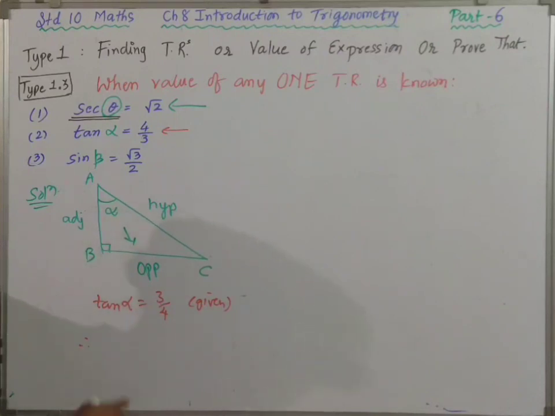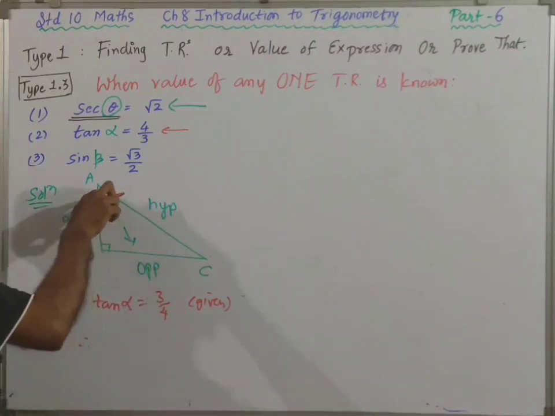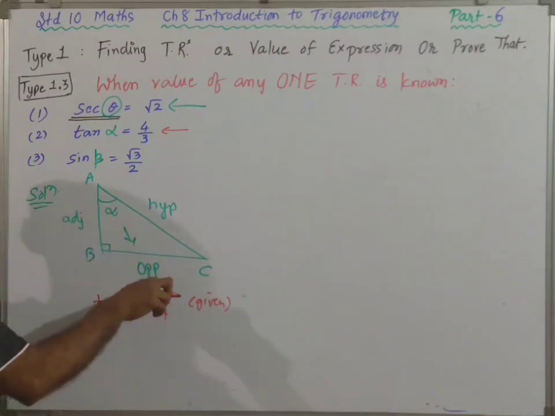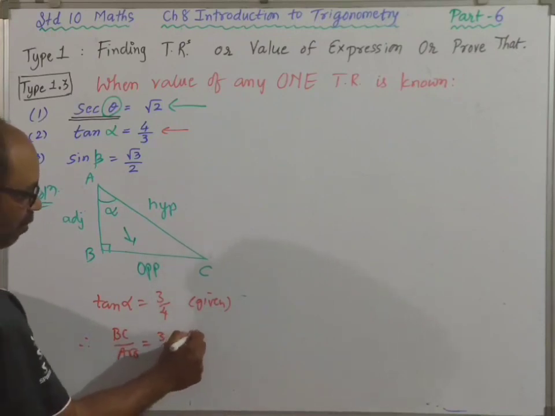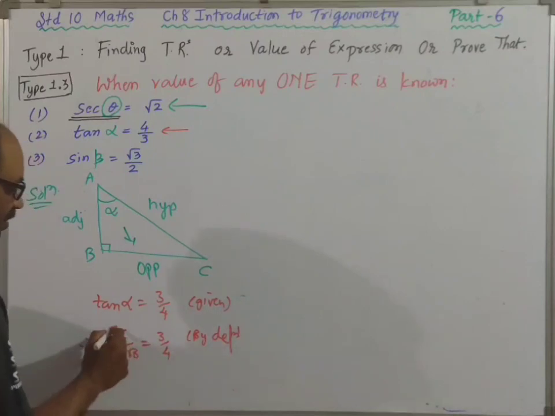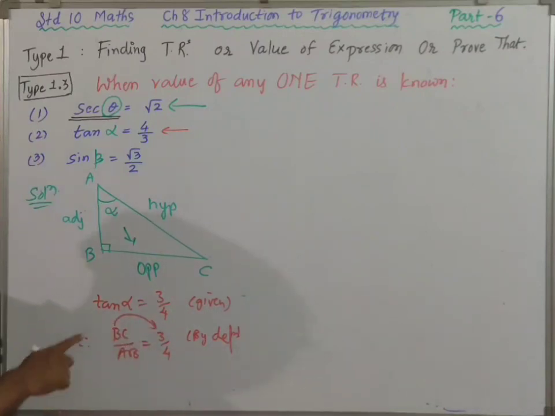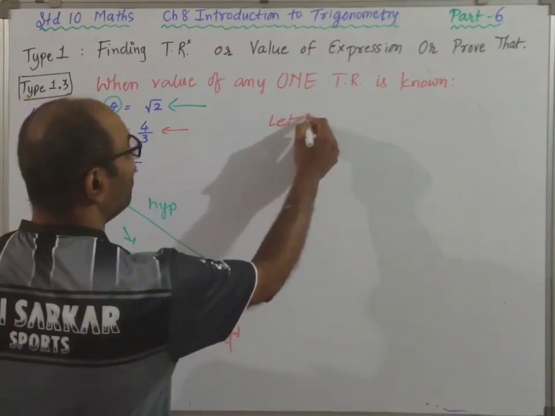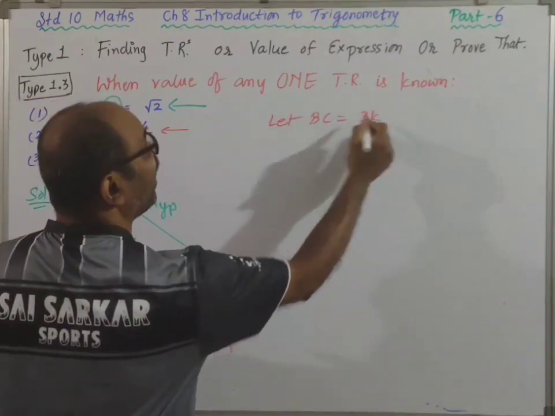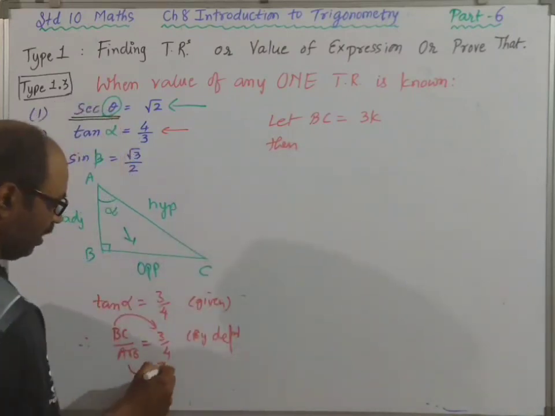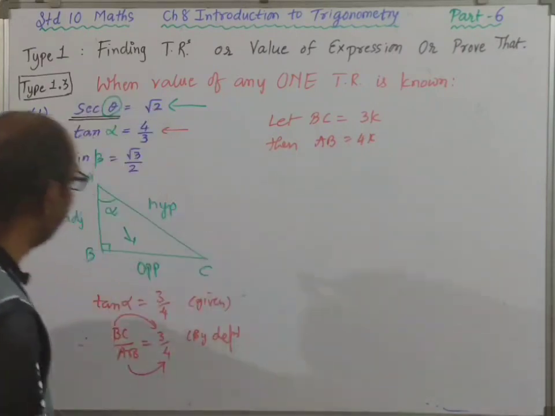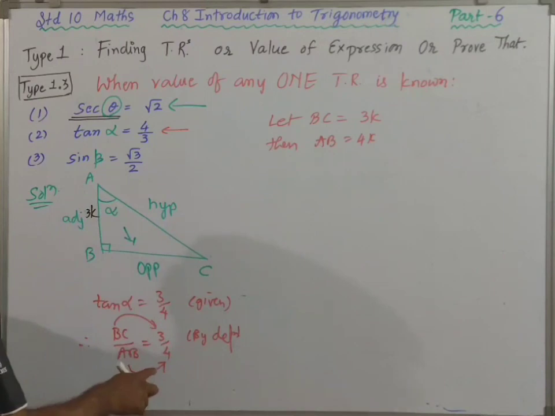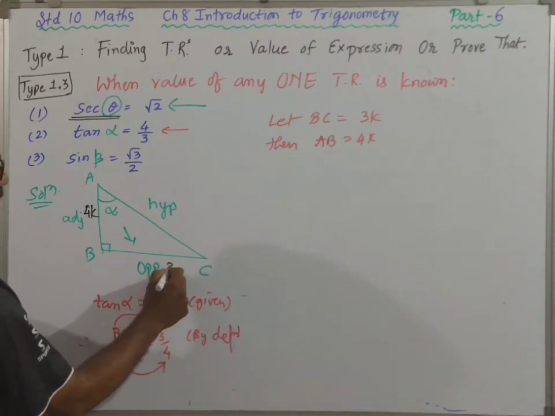Therefore, tan alpha, with respect to alpha, this is opposite and this is adjacent. So, BC upon AB. BC upon AB is equal to 3 upon 4, by definition. Let BC be equal to 3K, then AB will be 4K. Correct? Let me put the values. AB is 4K and BC is 3K.